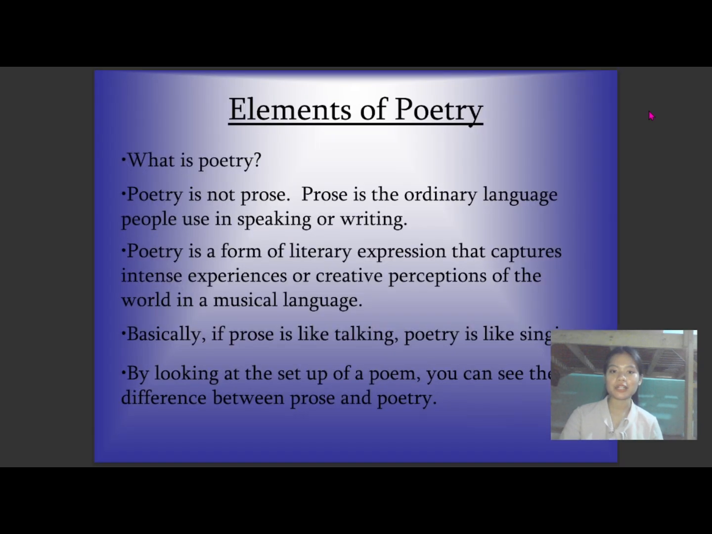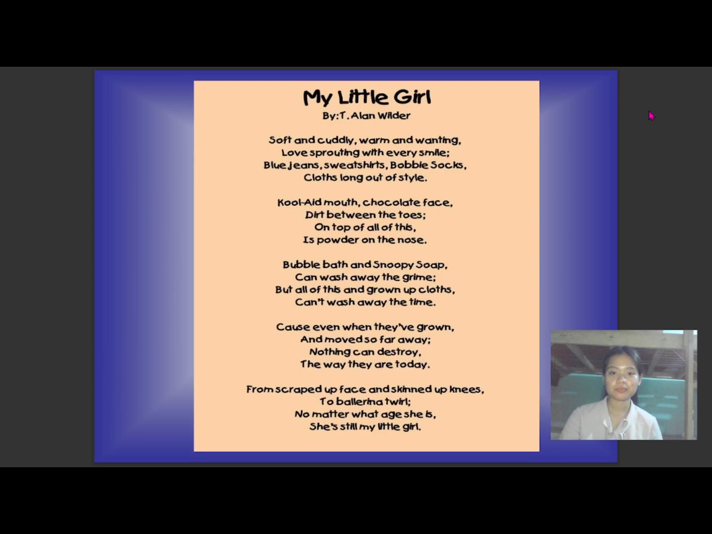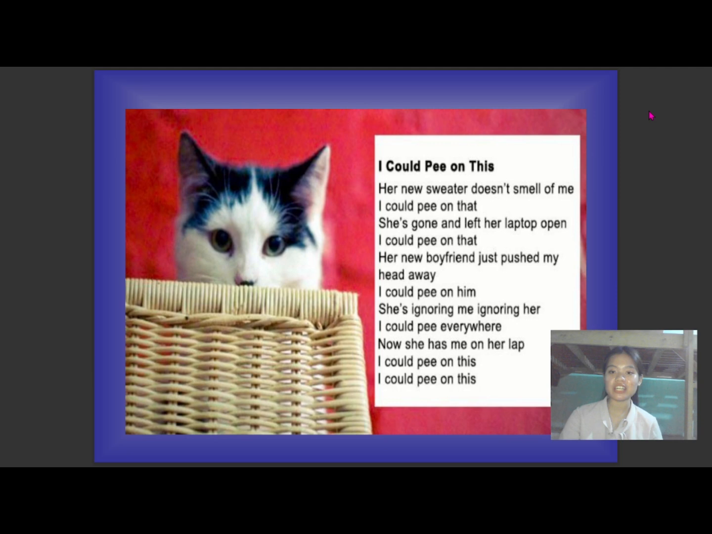All right, so here are the elements of poetry. When I say poetry, of course, it is not prose, because prose is the ordinary language people use in speaking or writing. Here is an example of poetry. As we can observe, it has a rhyme scheme and it does not follow the grammatical structure or grammar rules.